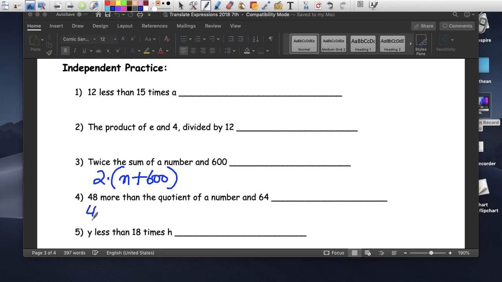Okay. 48 is 48. More than is addition. Quotient now is division, right? So 48 plus the division, and what are we dividing? A number, so that goes on top. And 64 goes down here. 48 plus the quotient of a number and 64.